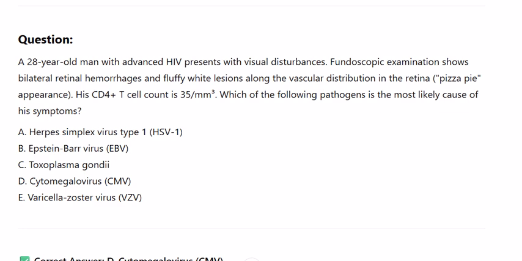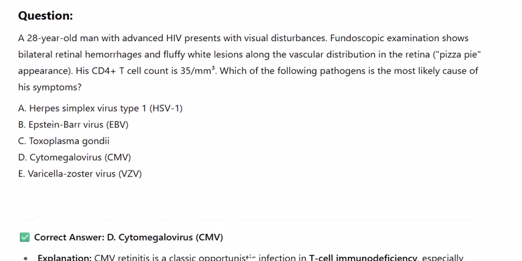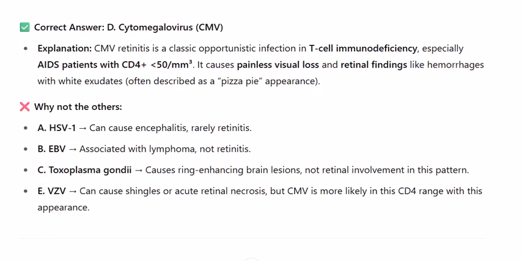A. Herpes simplex virus type 1. B. Epstein-Barr virus, EBV. C. Toxoplasma gondii. D. Cytomegalovirus, CMV. E. Varicella-Zoster virus, VZV. Correct answer: D. Cytomegalovirus. Explanation.